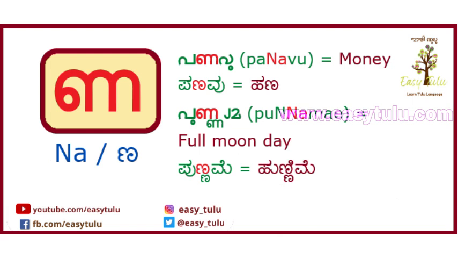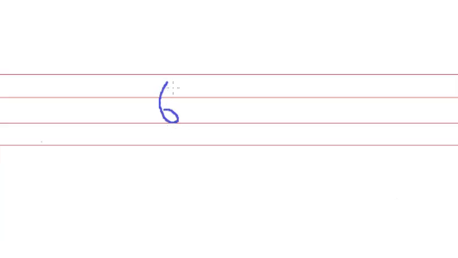Next one is Na. Examples: Panavu. Panavu means money. Hana in Kannada. Punname. Punname means full moon day. Hunnime in Kannada. Let us see how it is written. Na.